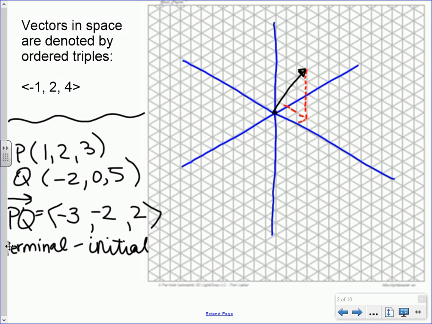If we wanted to plot that one, -3, -2, 2 would be that point. So our vector would go from the origin to that point. Okay. I'm not as worried about you plotting vectors as I am plotting points. What's going to be more important is what we do here in a little bit with vectors.